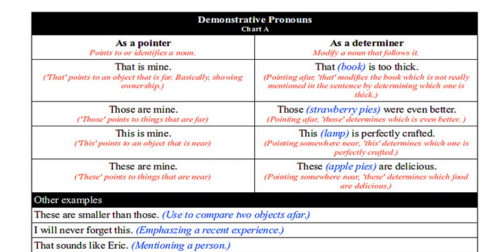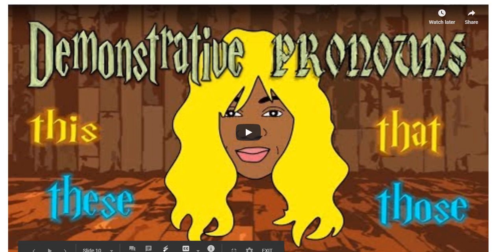And in some cases, demonstrative pronouns are used to compare two objects. For example, these are smaller than those. I will never forget this. For better understanding, I am playing one small video for you. Please listen.